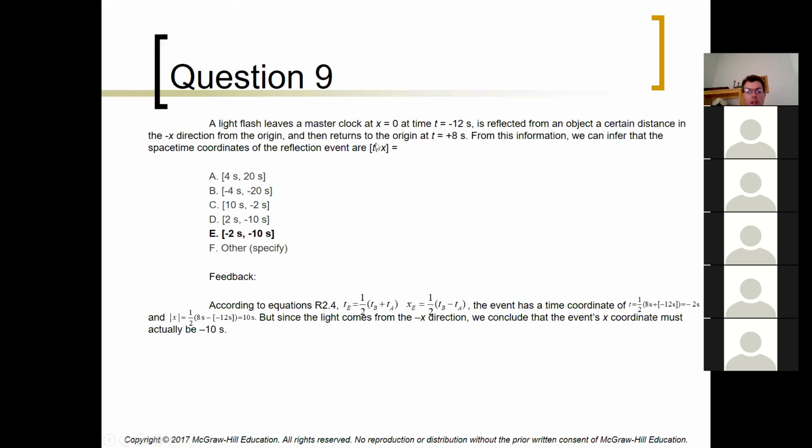Let's talk about why this is. It was traveling for 20 seconds. It left at t equals minus 12, returns at t equals 8. So 8 minus negative 12 is the same as 8 plus 12, or 20. So it travels for 20 seconds. So for the first 10 seconds, it was going to the left, which means that the position of that event must be minus 10 seconds. And then it narrows it down to these two, and then we just have to remember that 10 seconds after negative 12 is negative 2, not plus 2. Any questions?